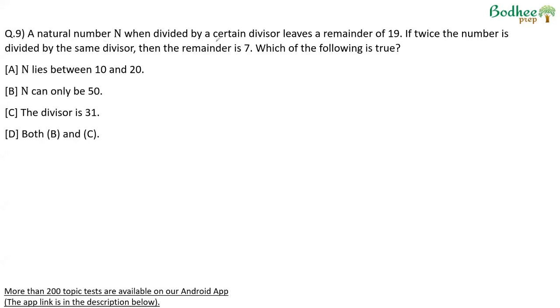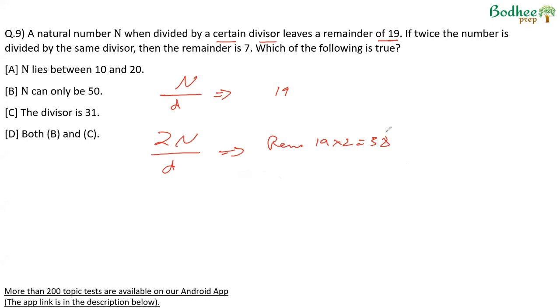A natural number n when divided by a certain divisor leaves the remainder 19. If twice the number, 2n, is divided by the same divisor, in that case the remainder should be double of 19, that is 38. But what happens is the remainder is 7. And therefore we can say that the remainder should be 38, but when we divide 38 by the divisor d, we are getting a remainder 7.